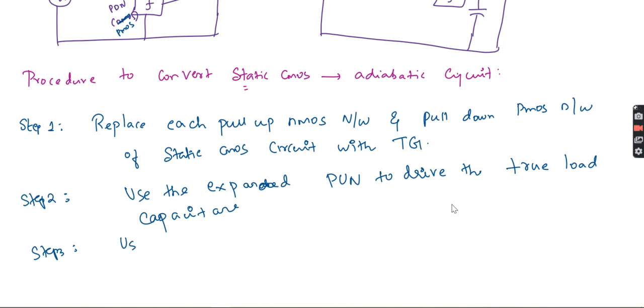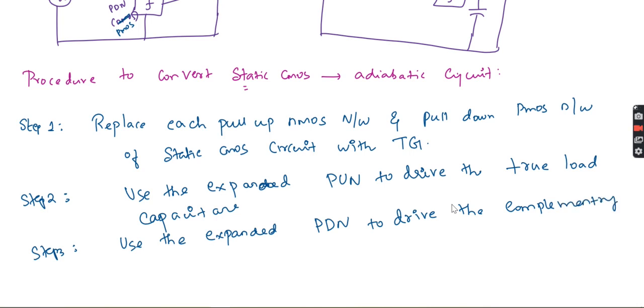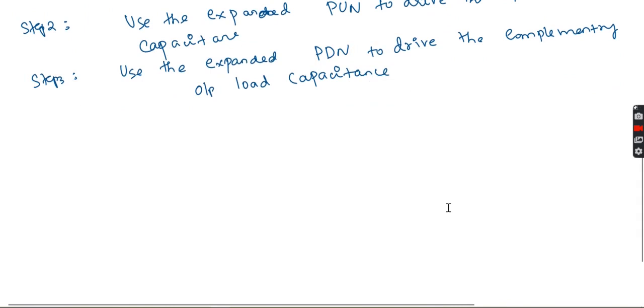Next, step 3. Use the expanded pull down network, that is PDN, pull down network, to drive the complementary output load capacitance. That is your step number 3.